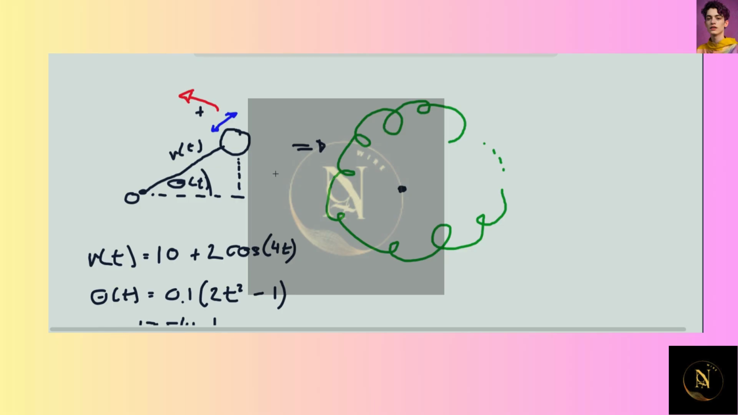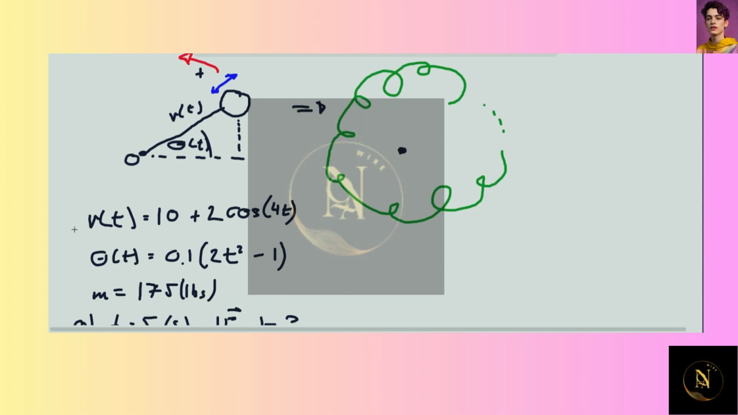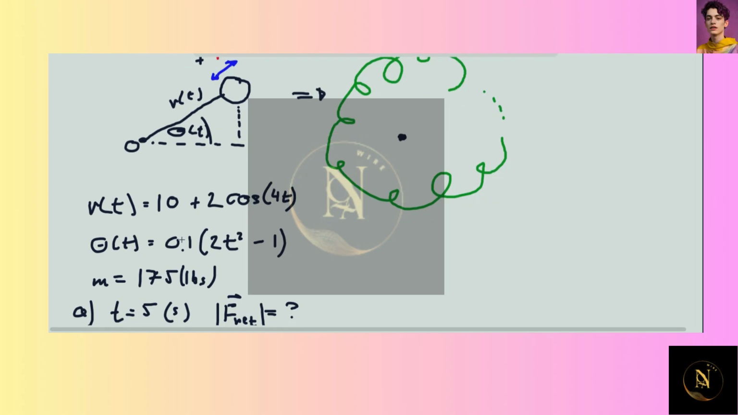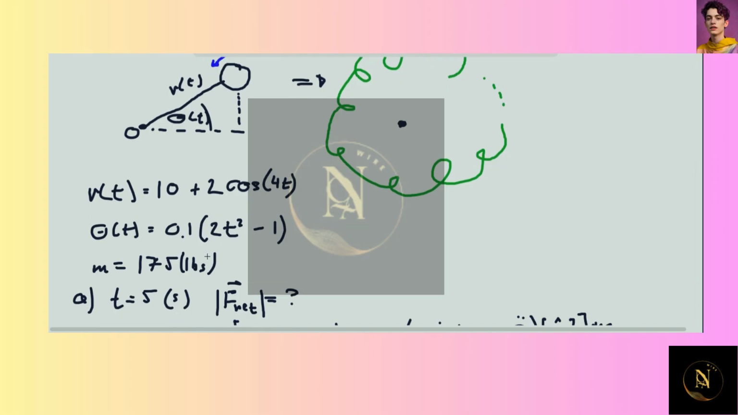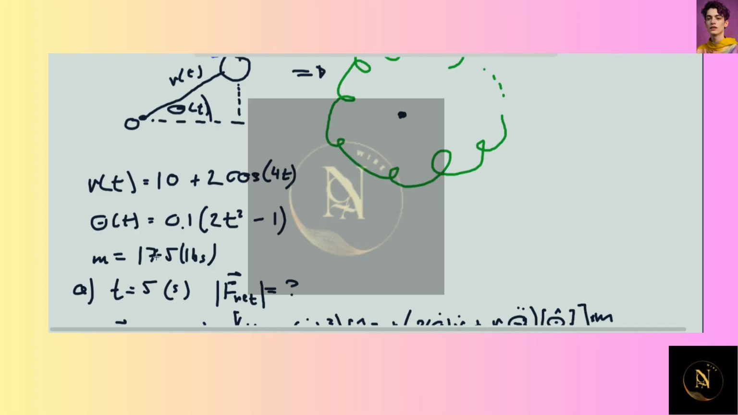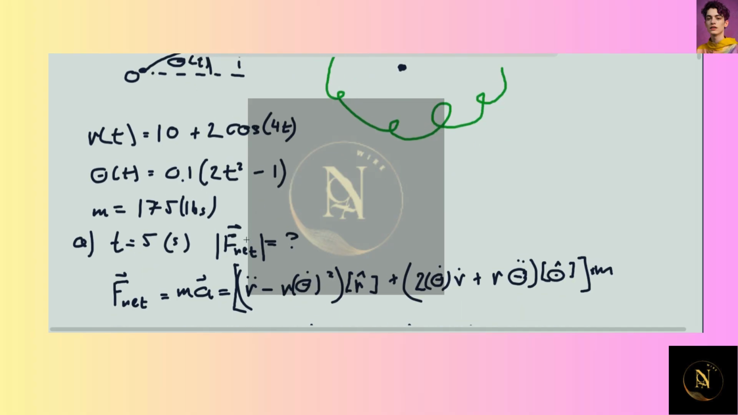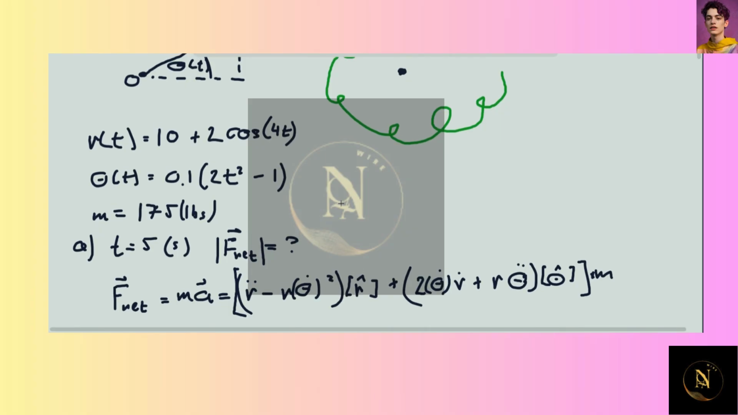In this problem, we're given that r, the radial direction, or the distance of the pilot from the origin, is 10 plus 2 times cosine of 4t, and theta is 0.1 times (2t squared minus 1). We're also told that the mass of the pilot is 175 pounds. In part A, we're asked to find, at t equals 5 seconds, the magnitude of the net force acting on the pilot.